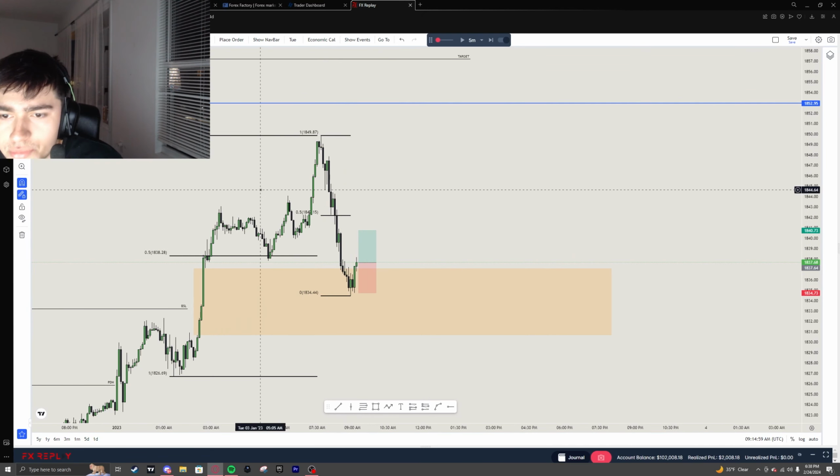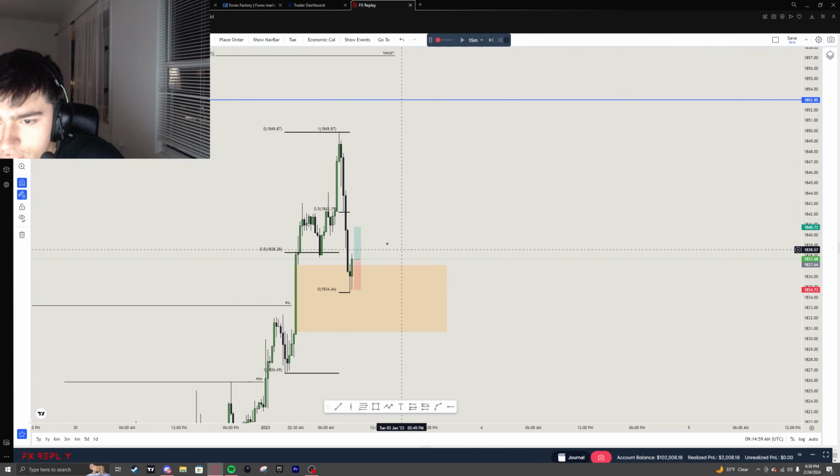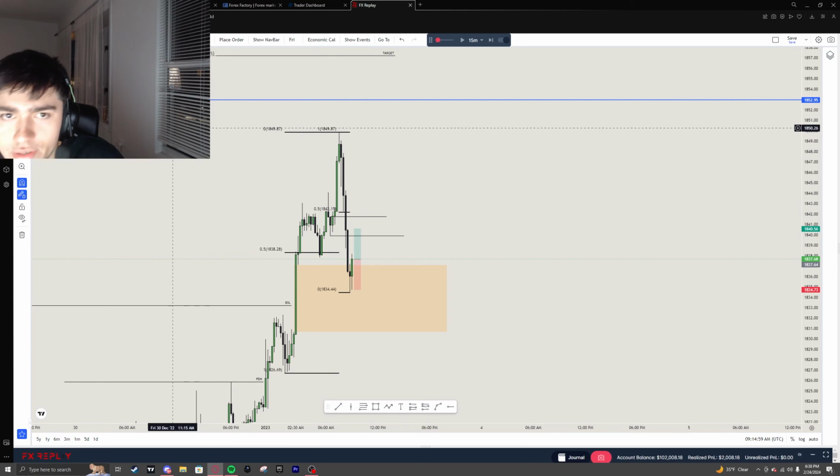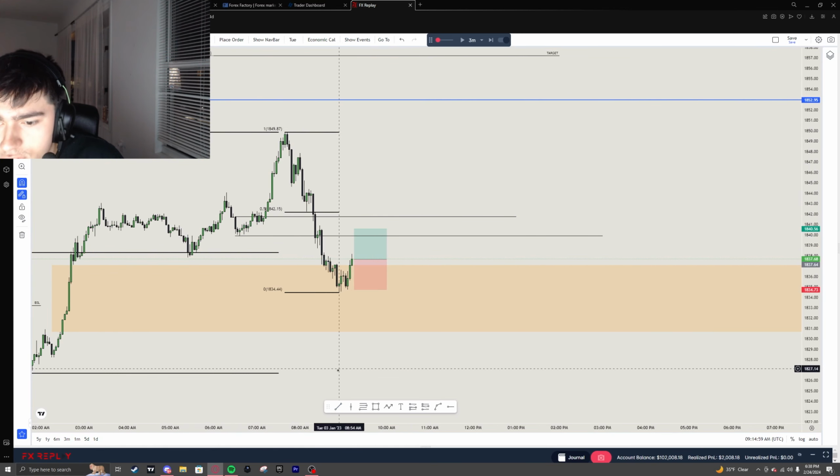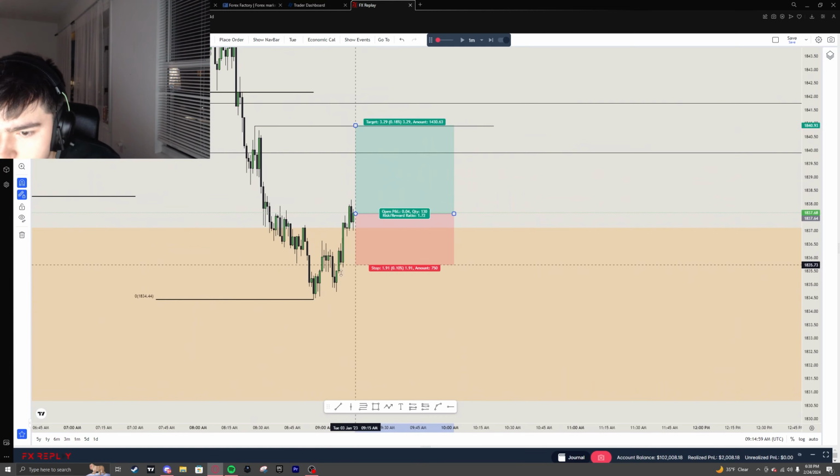Again, I would target this breaker here. I'm gonna target this breaker for value gap here, and then I can expect a reaction off this breaker here. Yeah, so this high would be my TP basically. Okay, and then I'll put my stop right at this low here.